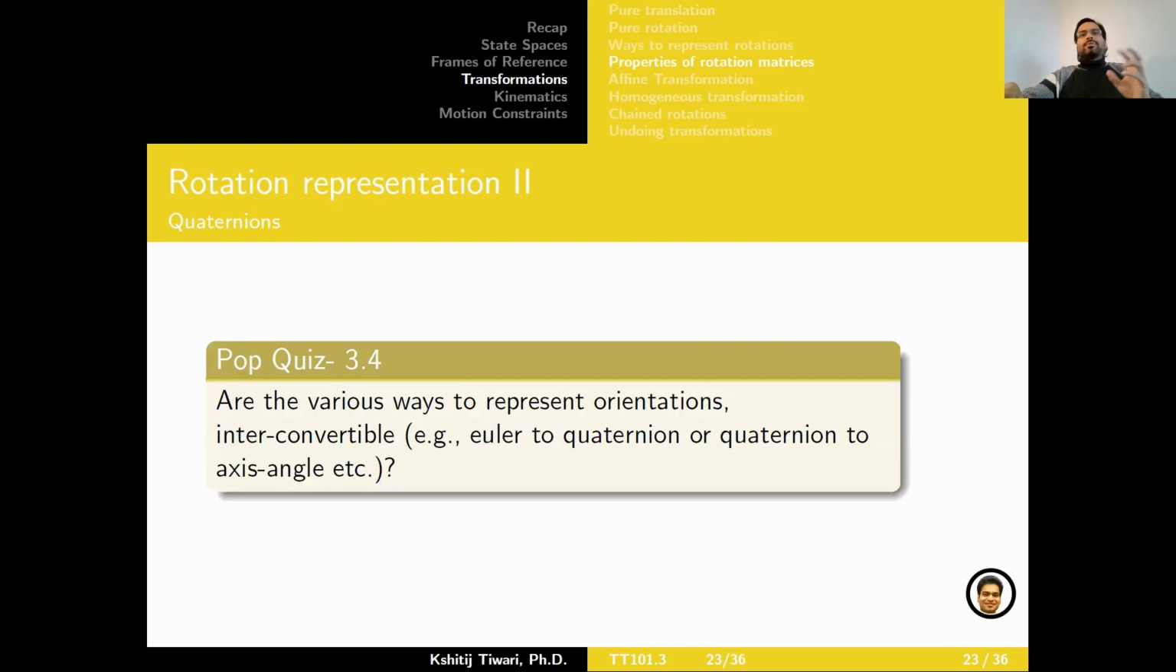So we looked into various ways of representing orientations. So there were Eulers, there were quaternions, there were axis angle. So are they all interconvertible? Like, can you change an Euler to a quaternion, quaternion to an axis angle, and would you get a unique answer every time? Think about this and comment down below.